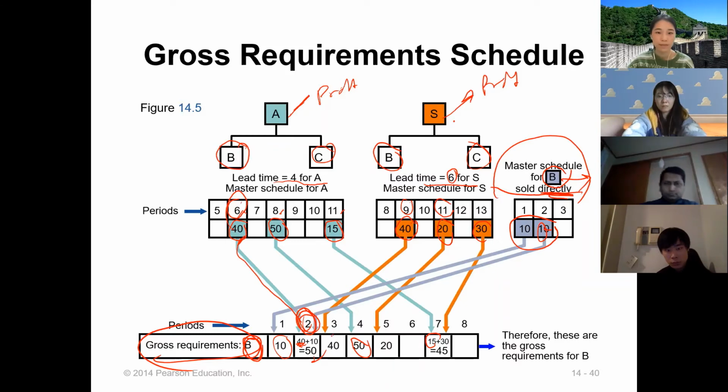This is coming from here, week 3. Because 6 minus the lead time, okay? Lead time is 9 minus 6, week 3. 9 minus 6. So you see here, this is a gross requirement for B.